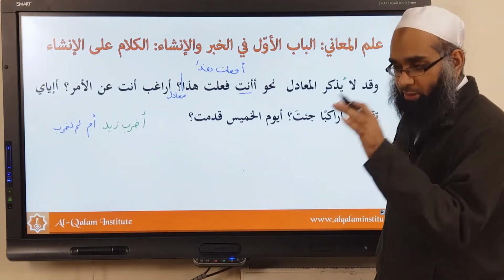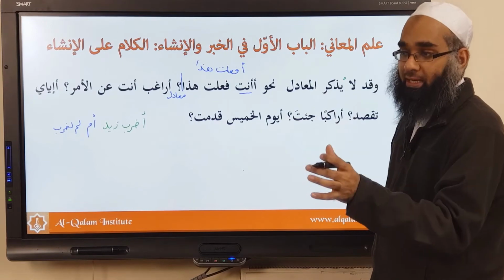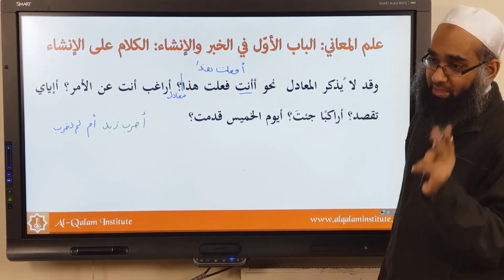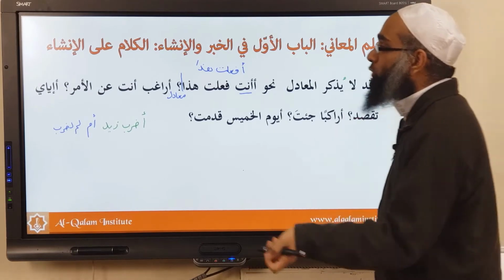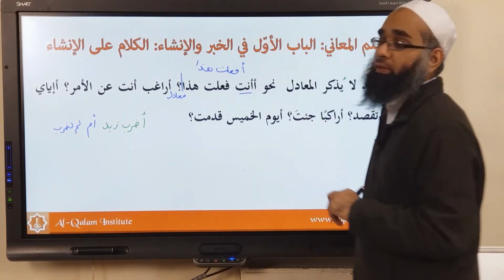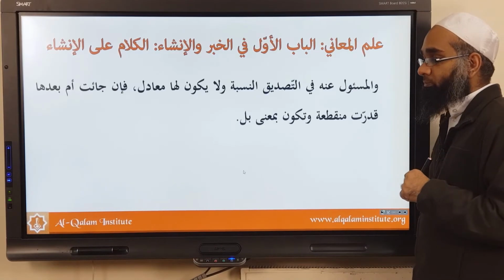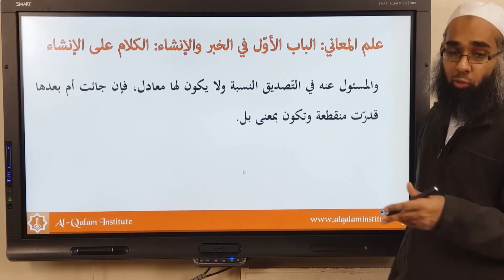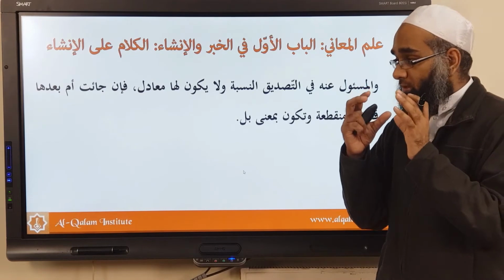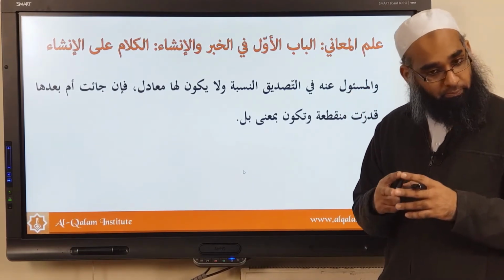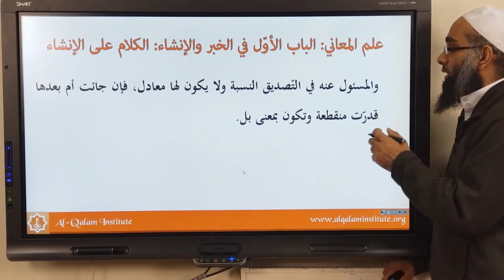But then, the question could be that will it not be a tasdeeq then? So the answer to that is what? Two answers. One is that the scenario and the context, the siyaq and the maqam will help you. And number two is usually the fa'il would come first in that scenario, if it was a tasdeeq. Okay? Right? So, we've discussed now the tasawwur element of hamzatul istifham. Correct? Now we've got the tasdeeq element.